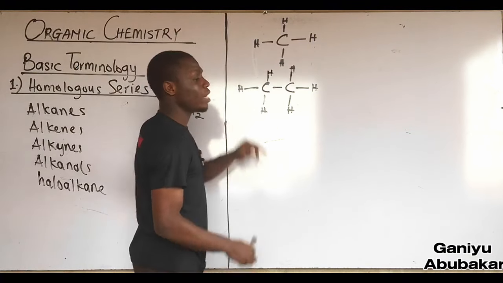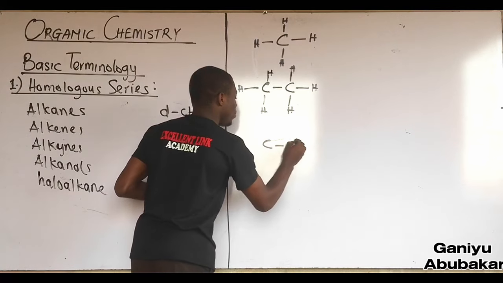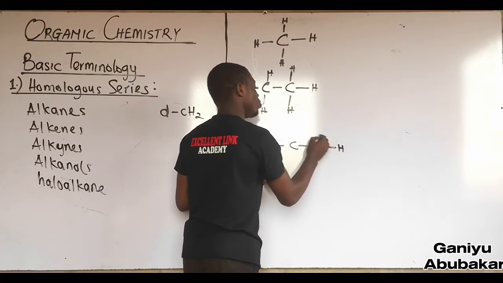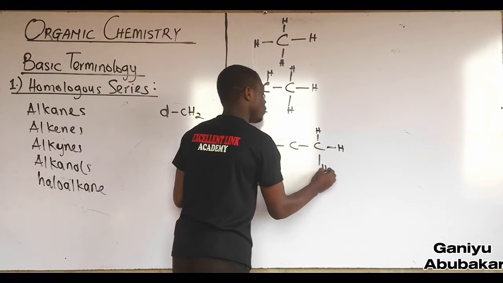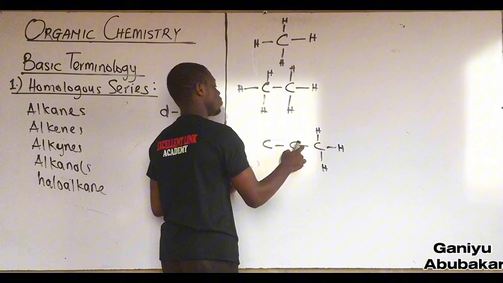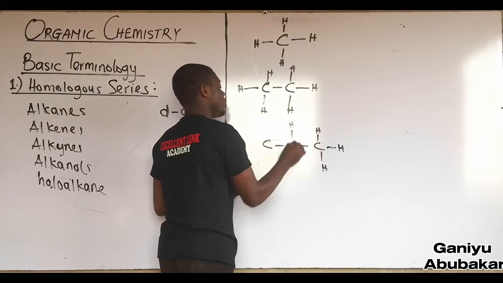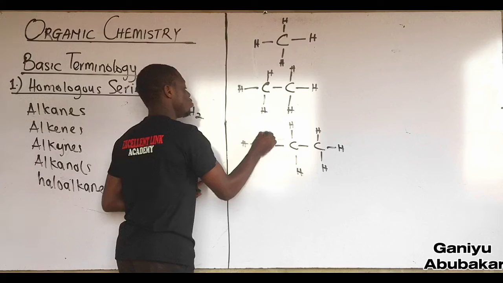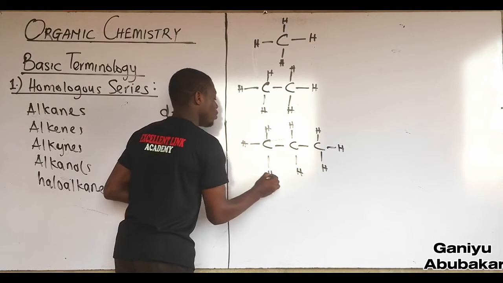Let's use 3 carbon atoms. Carbon, carbon, carbon. Let's balance this. This is 1, 2, 3, 4. This carbon here is balanced. Let's balance this one. 1, 2, 3, 4. Balanced.